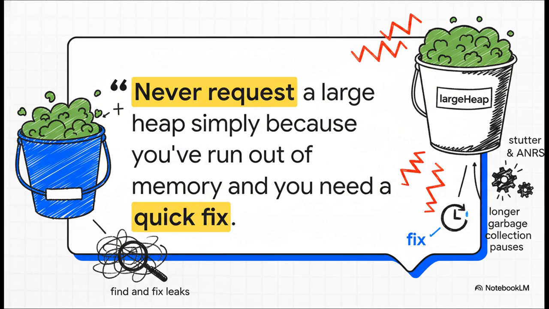Now, let's talk memory. It's so tempting. You get an out-of-memory error and you just want to flip that one switch in the manifest called large heap. This quote is a critical warning. Don't do it. It's a trap. Using a larger heap doesn't fix your memory leaks. It just gives them more room to grow. And worse, it leads to much longer garbage collection pauses, which, as we know, cause stutter and ANRs. The real solution is to find and fix the leaks, not to ask for a bigger, leakier bucket.